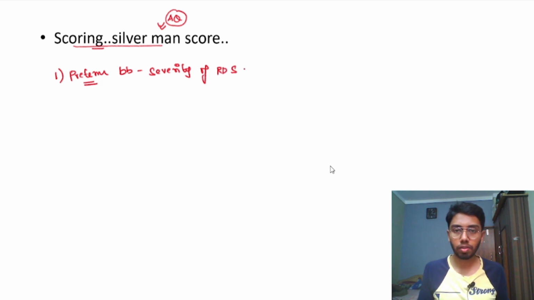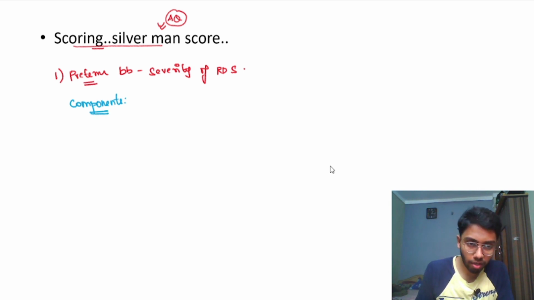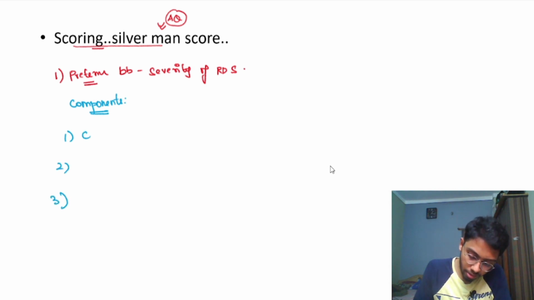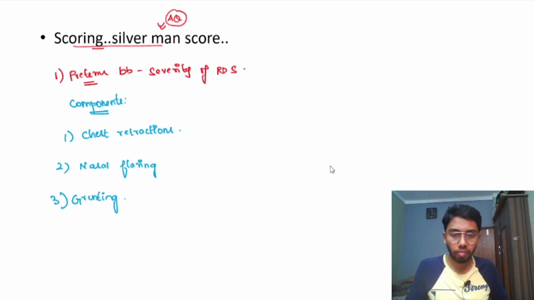Number 2, coming to the components. So, what are the components of Silverman scoring? Why is my handwriting so bad? So, first we have 3 components. 1, 2 and 3. The first component is chest retractions. Number 2, it is nasal flaring, and then 3, it is grunting. I told you, I made that peculiar sound, that is grunting. Just divide the chest retractions into 3 things, that's it. Upper chest retractions, middle chest retractions, and lower chest retractions.